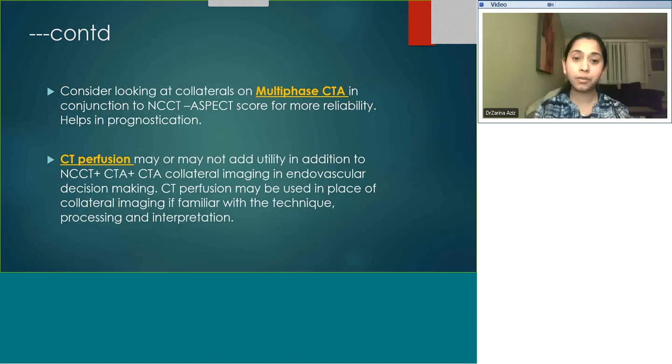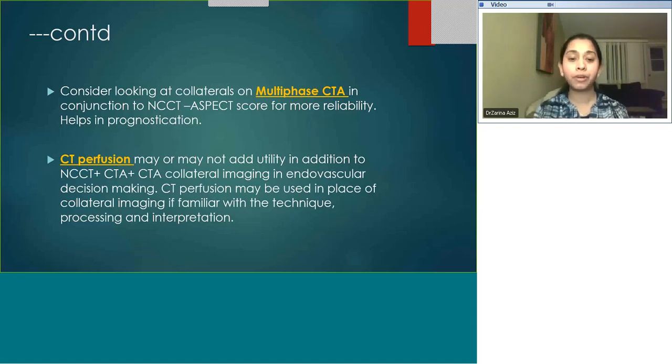And also consider looking at collaterals on multi-phase CT angiogram in conjunction with non-contrast CT ASPECT score for more reliability, because this collateral imaging correlates better with the ASPECT scoring, and this helps in prognostication.